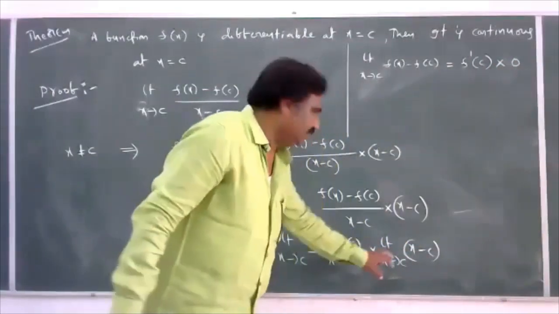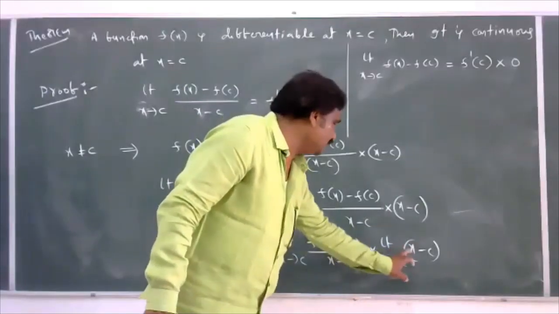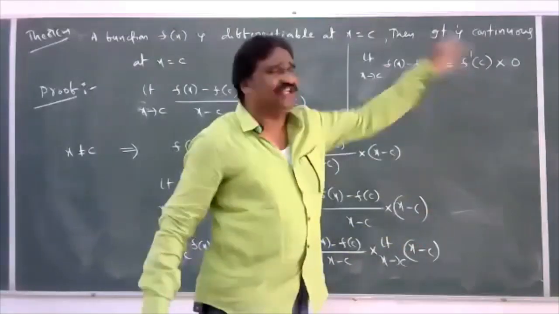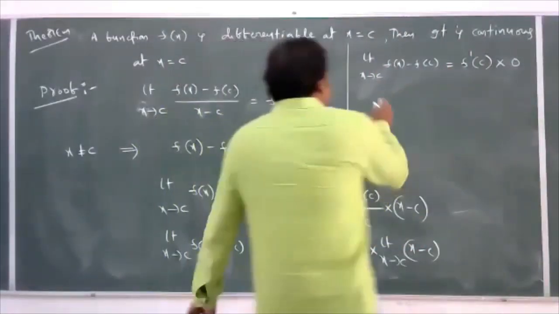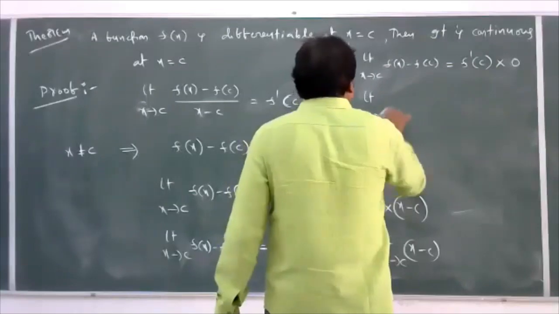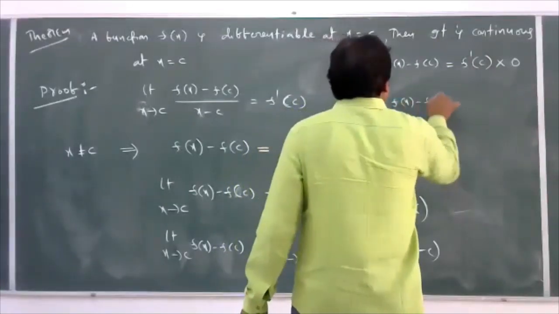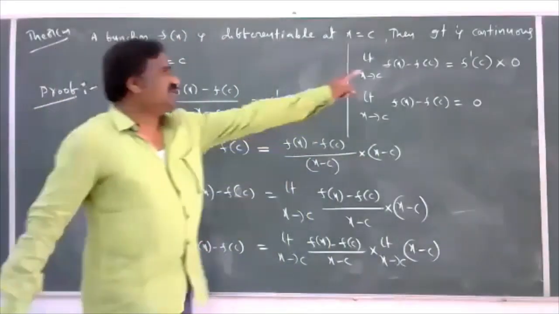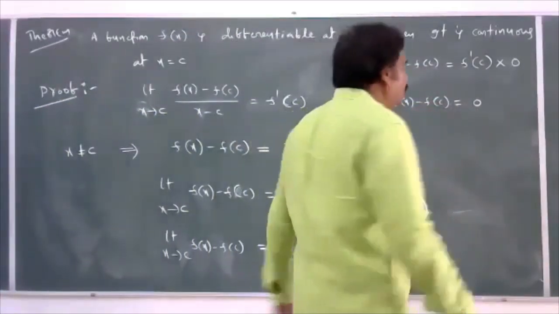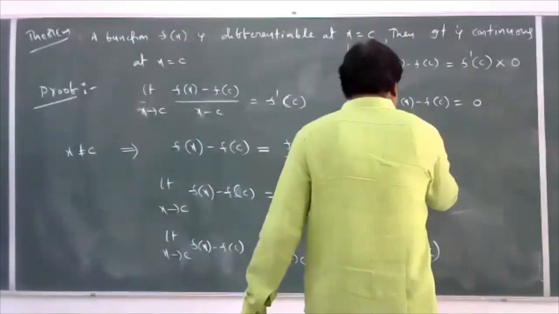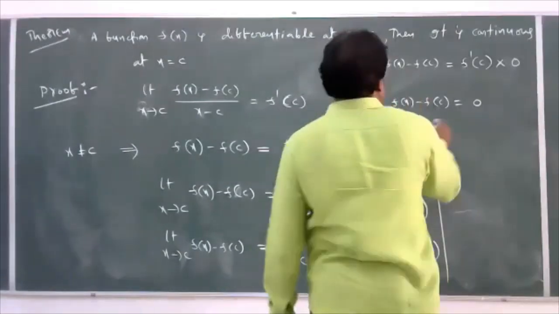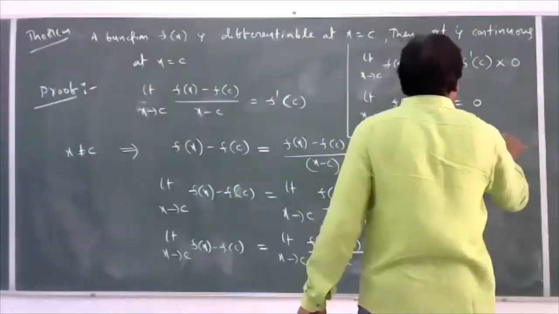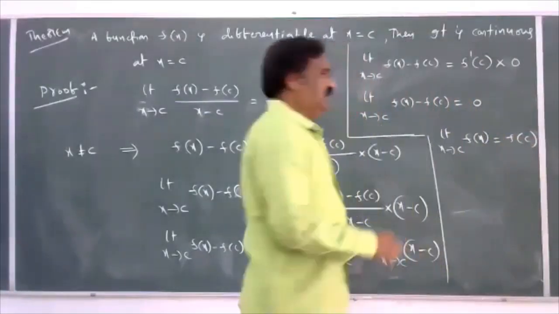Here apply the limit, instead of x you substitute c, c minus c, as x tends to c, x minus c goes to 0. Limit x tends to c, f of x minus f of c is equal to 0. F dash c into 0 is equal to 0. From this you get limit x tends to c, f of x is equal to f of c.